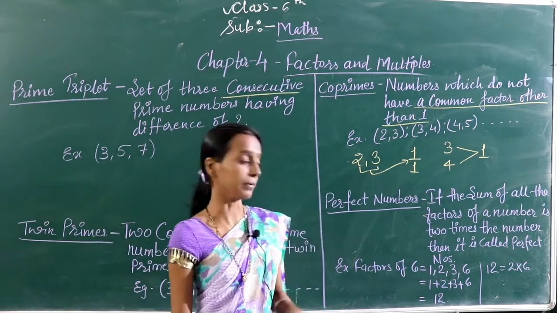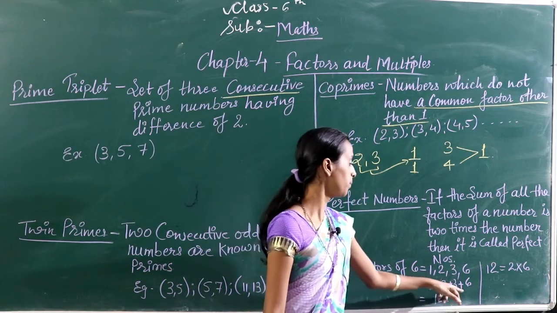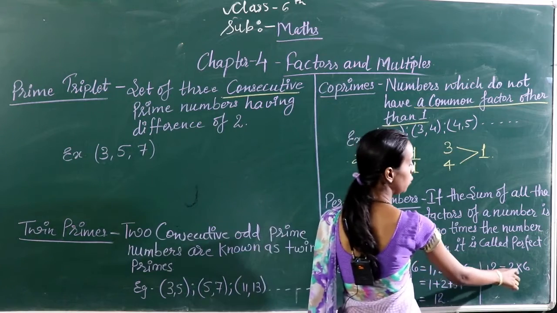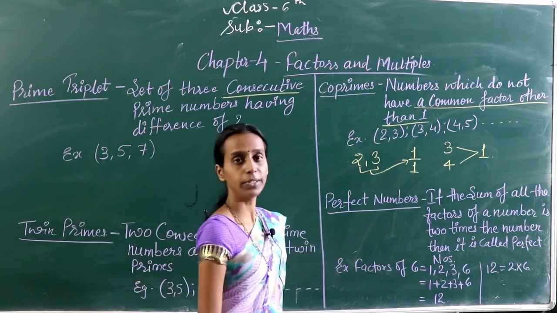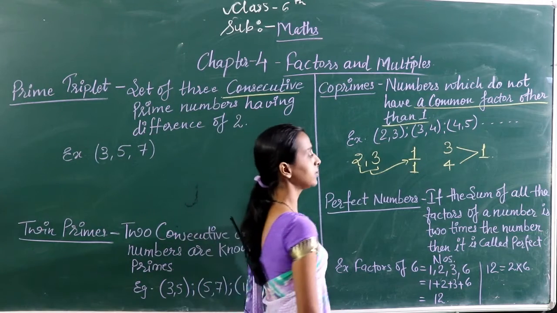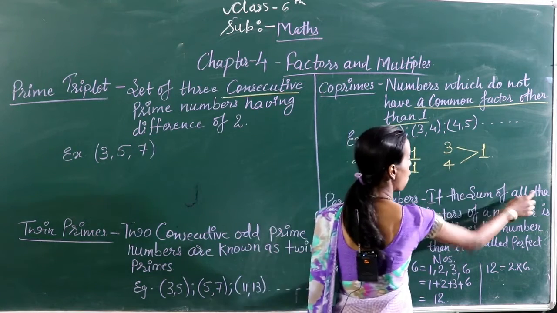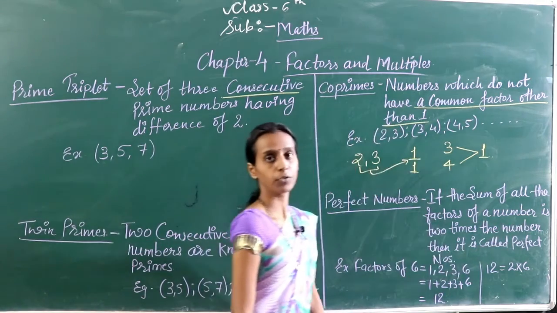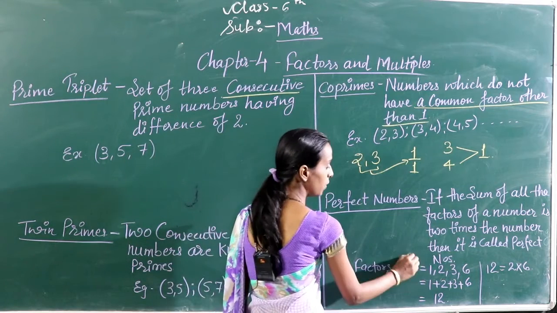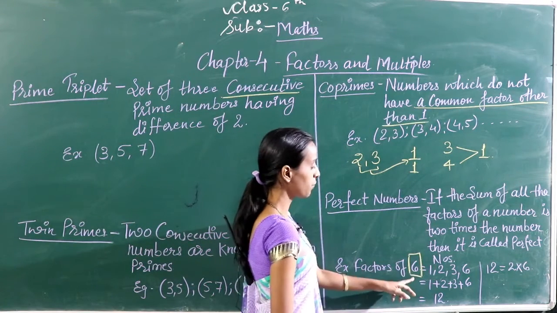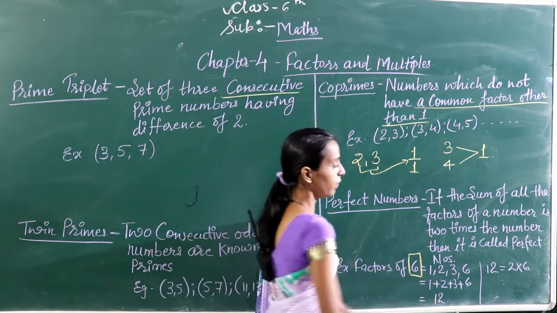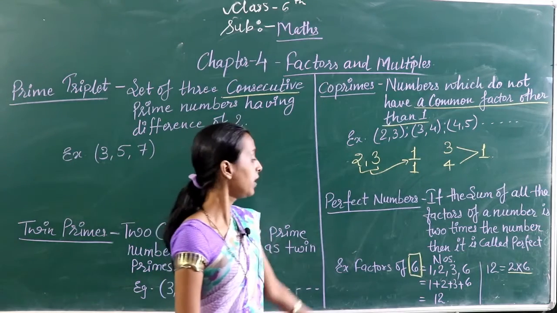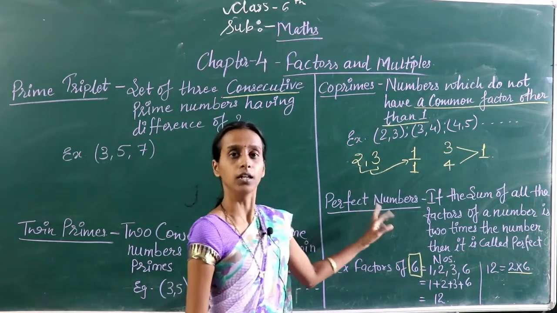Now if we add them, that means 1 plus 2 plus 3 plus 6, we get 12. Okay, so can we write 12 as 2 into 6? Yes, 12 means 2 into 6. That's why it is written that if the sum of all the factors of a number is 2 times the number. Okay, here we have find out the factors of 6, and this factors of 6, if we do the addition we get 12, and 12 is 2 times of 6, that is 2 into 6. That's why 6 is called a perfect number.